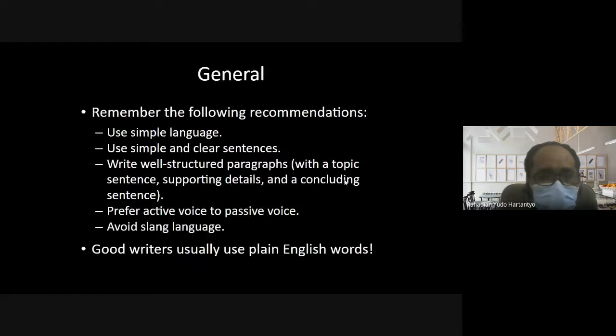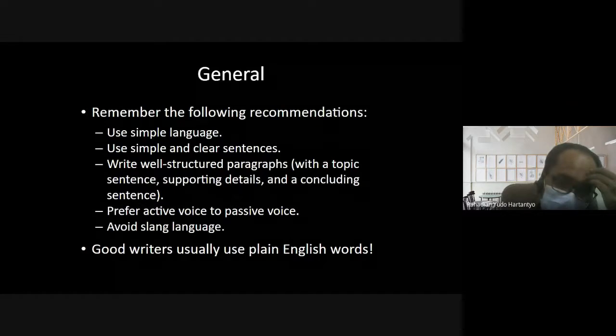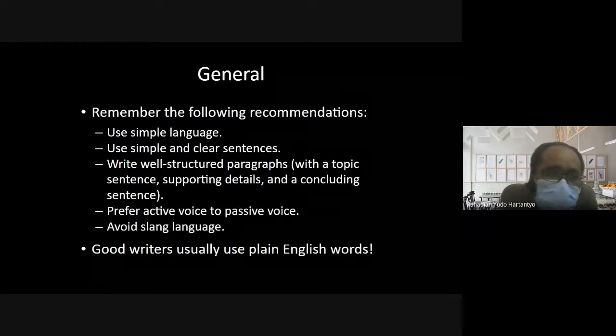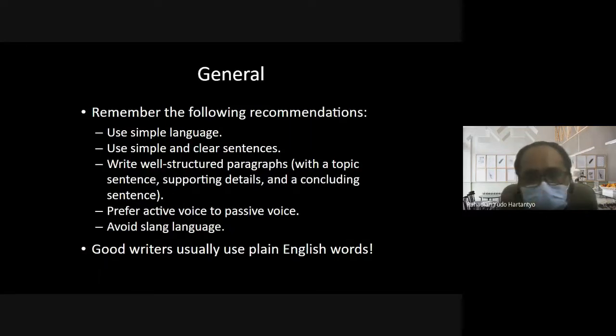Writing tips. In general, use simple language. I attended a workshop about academic writing from Nature Academies, and they always said that you have to use simple language. Don't use long and branched language. Just use simple, clear language.